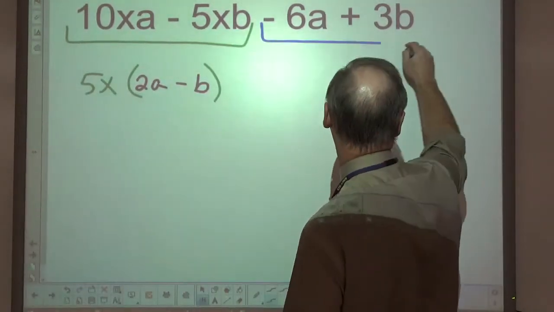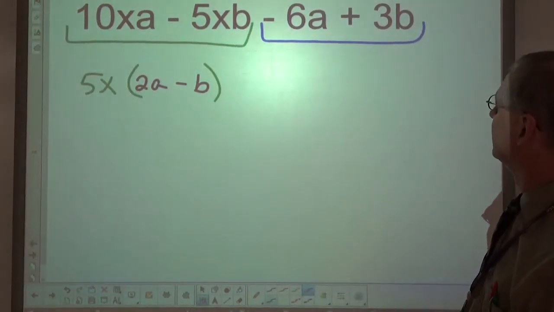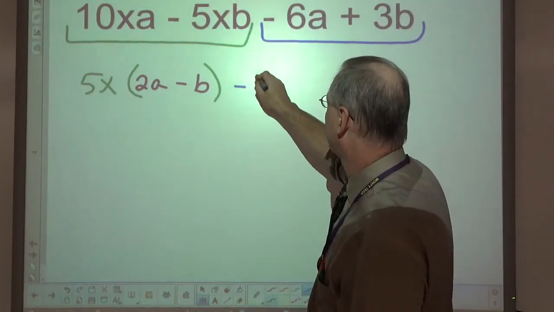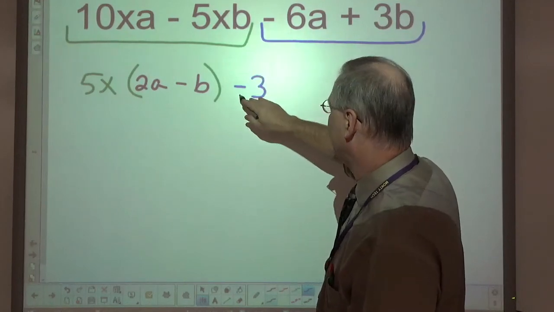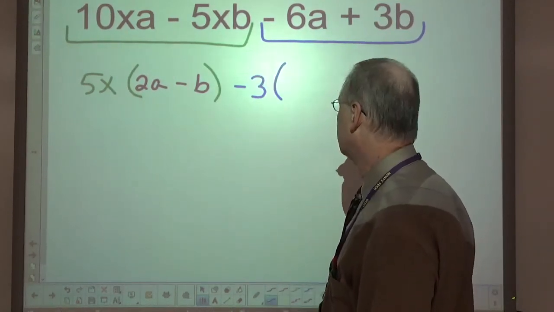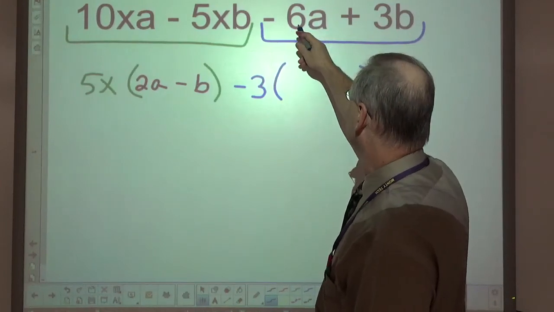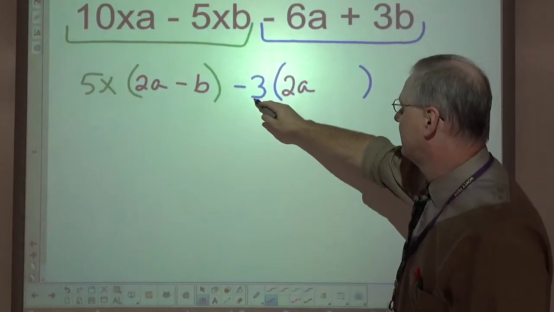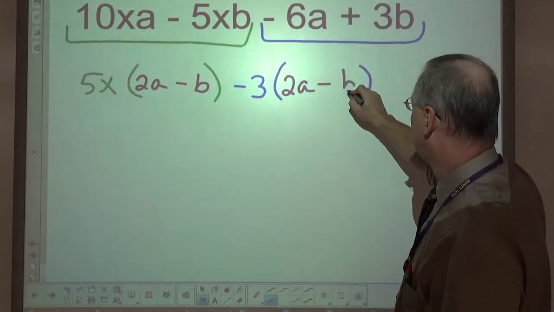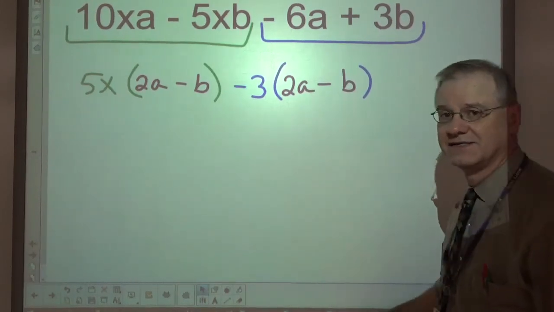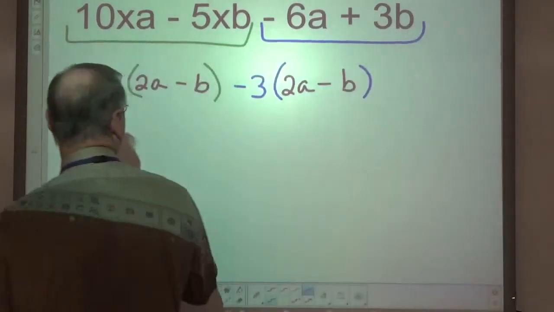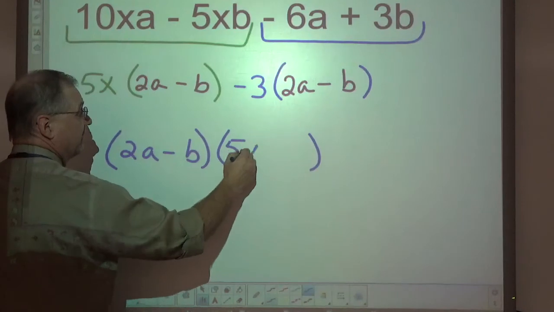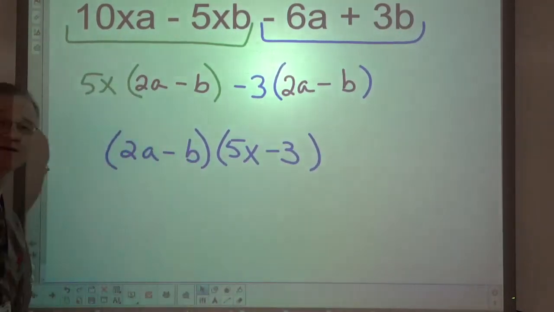Over here, they have, if I multiply what times 2a gives me negative 6a, that'd be negative 3. They have a 3 in common, but I have to use a negative 3 here. So negative 6a divided by negative 3 is positive 2a. Positive 3b divided by negative 3 is a negative b. And the parentheses are identical, and that's what I was shooting for. So my 2a minus b and my 5x minus 3. And there you have it.